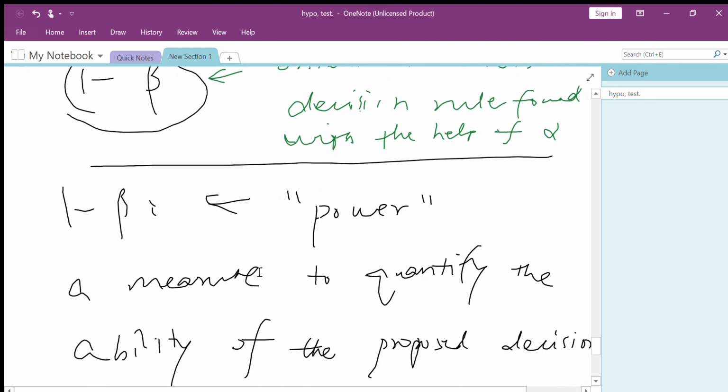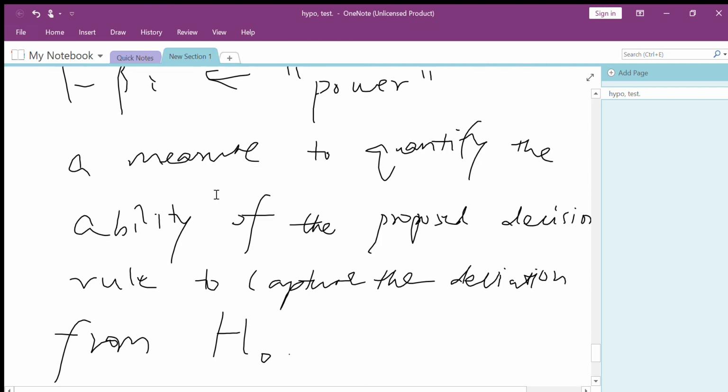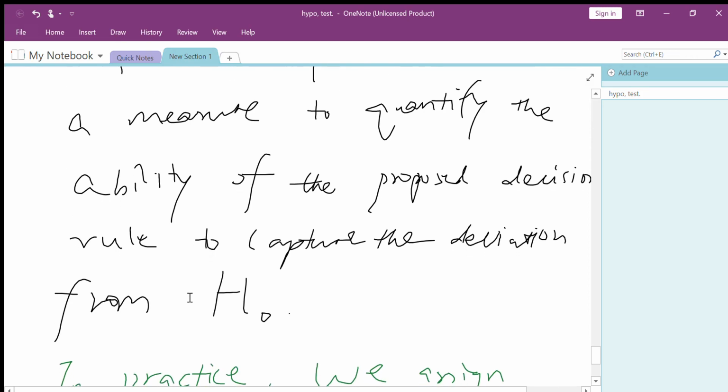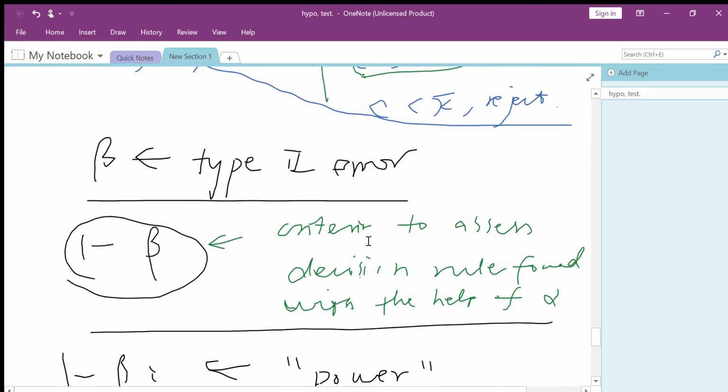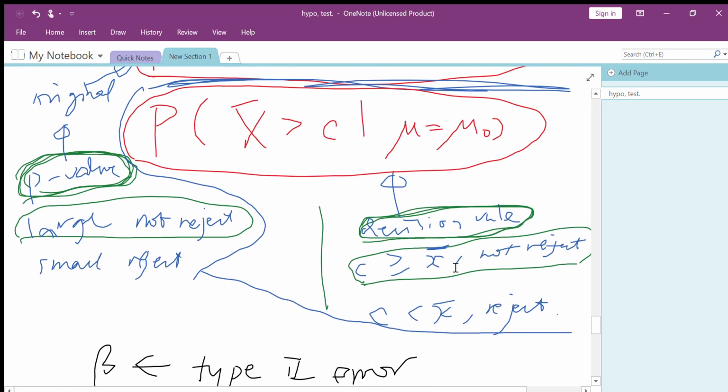So let's go over the definition of 1 minus beta. It is a measure to quantify the ability of the proposed decision rule to capture the deviation from H null. I think maybe for the decision rule here, we should not write small x bar, we should write capital X bar, which will be better.